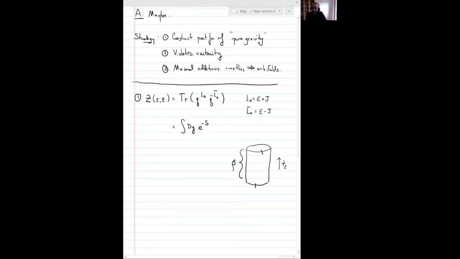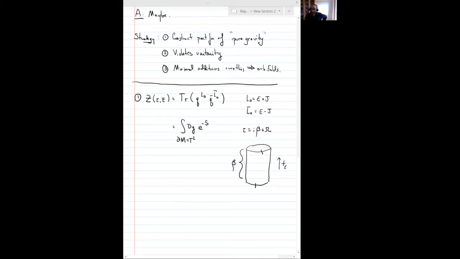And in the CFT language, you would call this the modular parameter of a torus that lives at the boundary. So indeed, what this means is that the cylinder at the boundary has now become a torus. And when I compute this path integral, I want to sum over all three-dimensional geometries whose boundary is a torus. And tau and tau bar appear here. So tau is the modular parameter of that boundary torus. Its imaginary part is the inverse temperature.